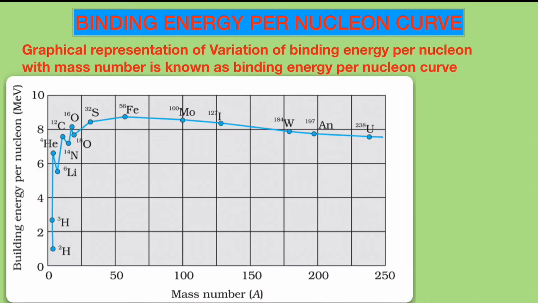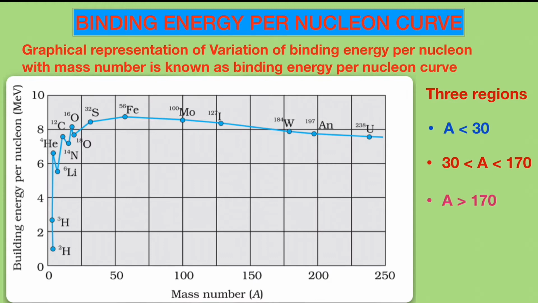If you observe this curve minutely, three regions are found on the basis of the binding energy per nucleon. Let me share these three regions. The first region is mass number less than 30, that is A less than 30. Another region is the middle region, for which the mass number is greater than 30 and less than 170, and the third region is mass number A greater than 170.